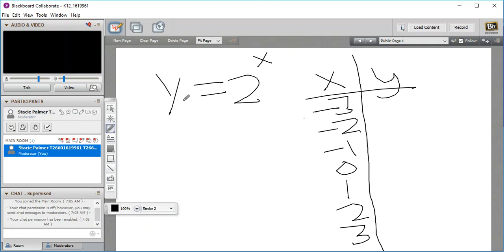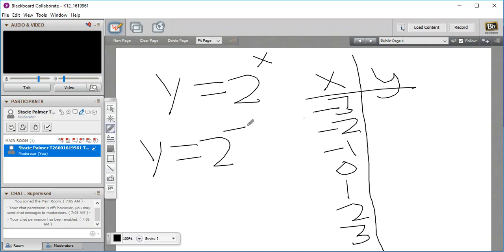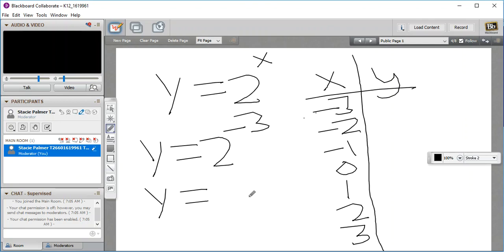Okay, so let's just start by figuring out what the y is equal to if we let the x be a -3. Okay, so y is equal to 2 to the -3. Now, we've been working with this a little bit, right? And we know that if there is a negative exponent, we would write that as y is equal to 1 over 2 to the +3.